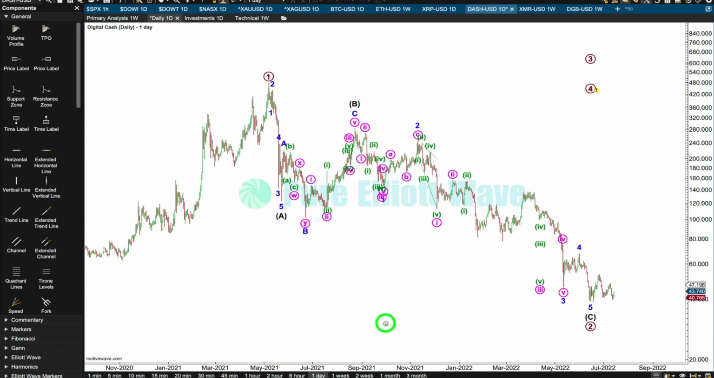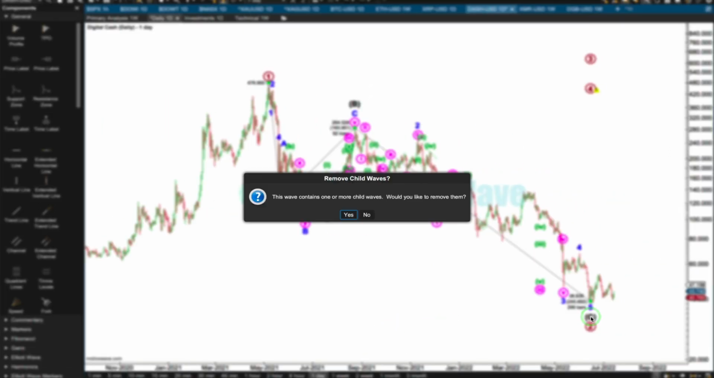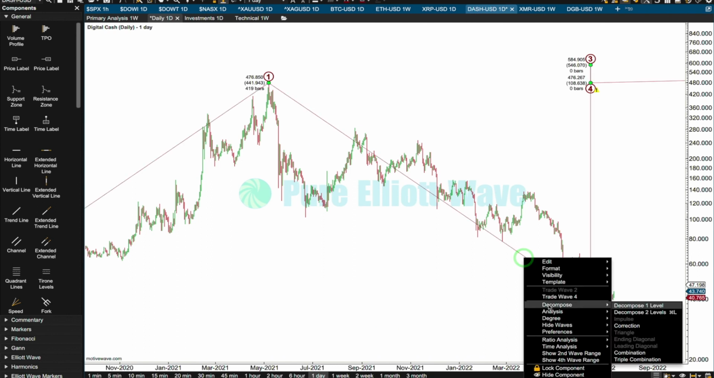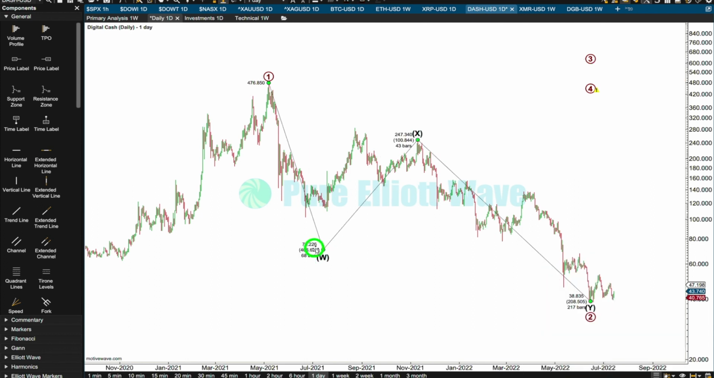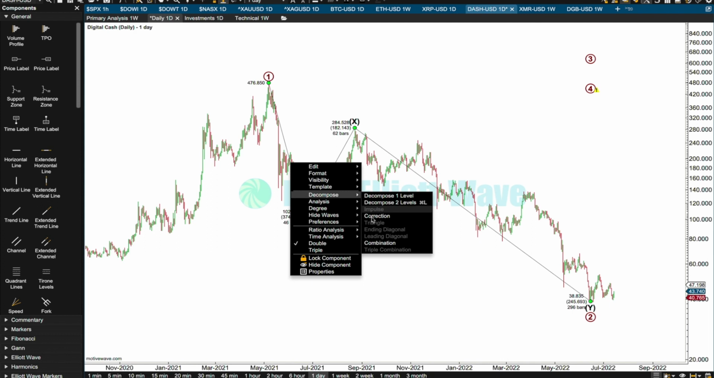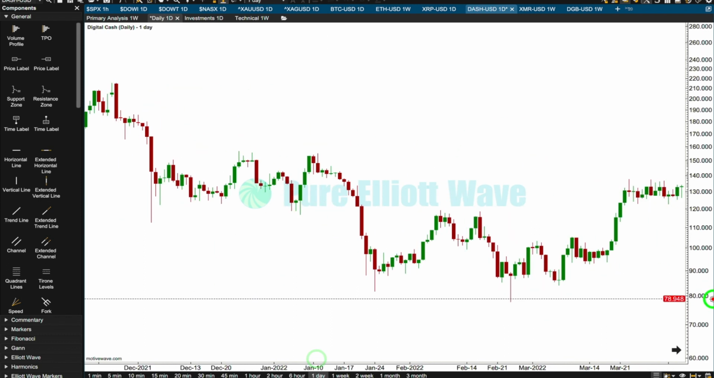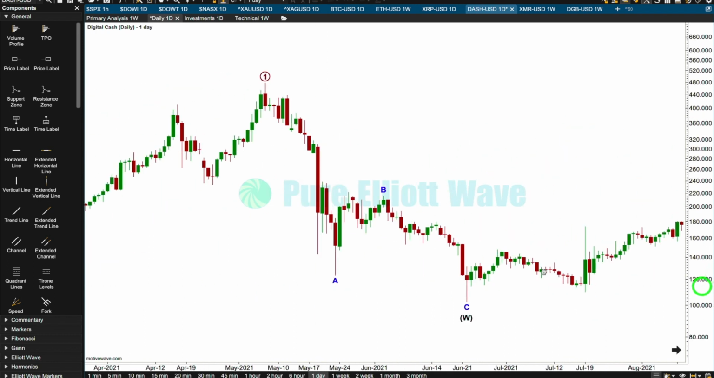Okay, so I think maybe primary 2 is not a single zigzag. Let's get rid of all of that because that will not work. I think maybe it's a double zigzag, and that's probably going to work. So we'll have W, X, and then Y. I think there's probably not going to be much problem with this. I know A will subdivide as a 5. Just quickly check C. No, I think we have to put that there.